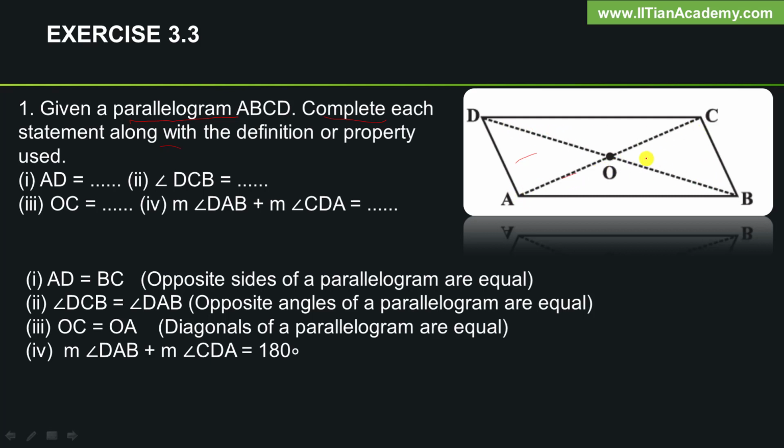Hence AD equals BC. Angle DCB equals angle DAB, since opposite angles of a parallelogram are equal. OC equals OA, since diagonals of a parallelogram bisect at the center. Angle DAB plus angle CDA equals 180 degrees, as adjacent angles of a parallelogram add up to 180 degrees.